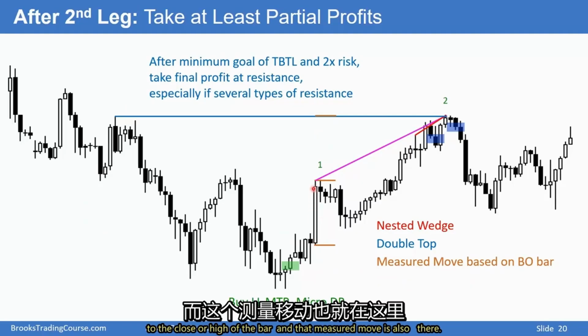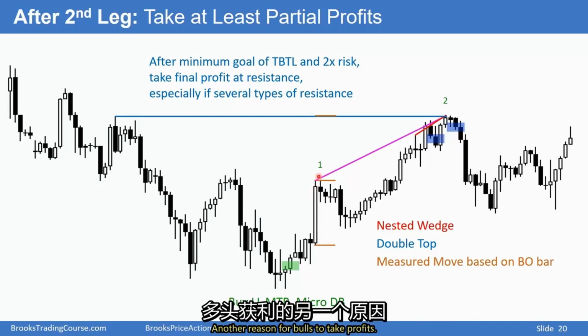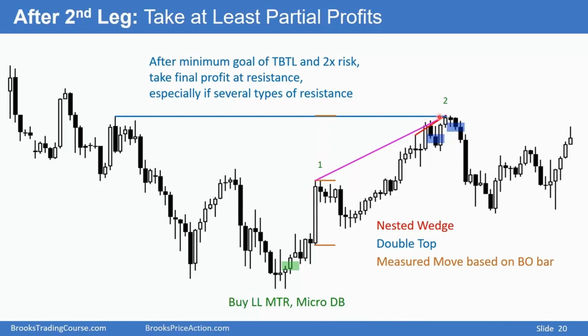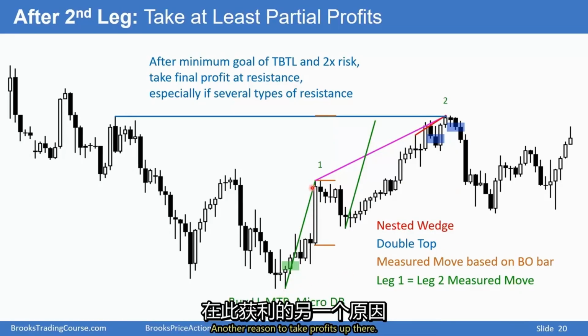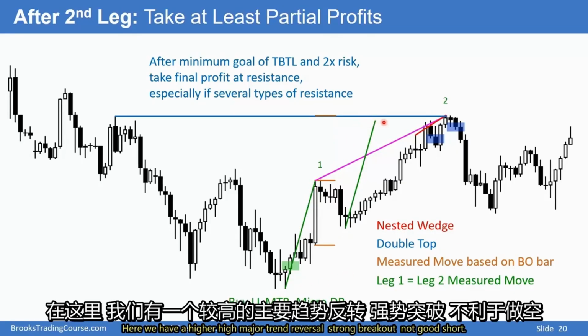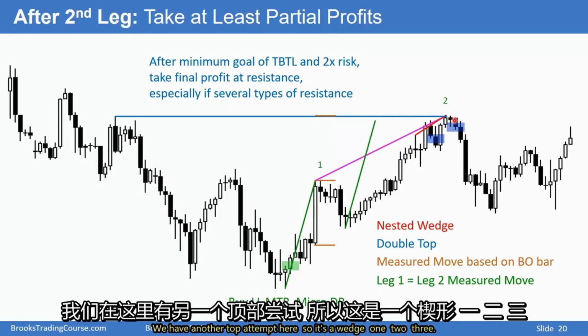Very strong breakout often leads to a measured move, either from the open or low of the bar to the close or high of the bar, and that measured move is also right there. Another reason for bulls to take profits. Leg 1, pullback. Leg 2, the measured move is in this general area as well. Another reason to take profits up there.